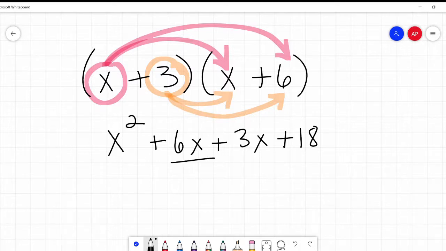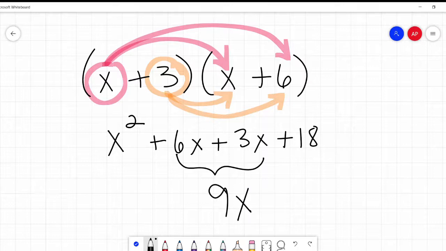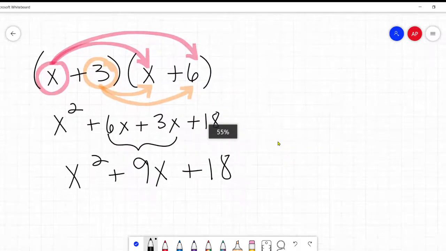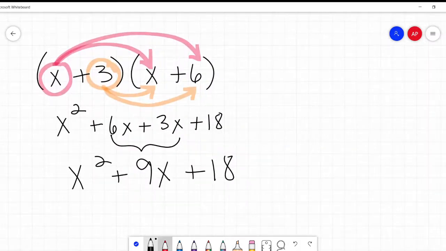We have 6x and 3x. So we can combine those. 6x plus 3x is 9x. The other two terms we can't combine, and that's it. We've multiplied it. And you know what this means is we could actually put real numbers in here and this would be true. So watch, let's say I put in 2 for the value of x.